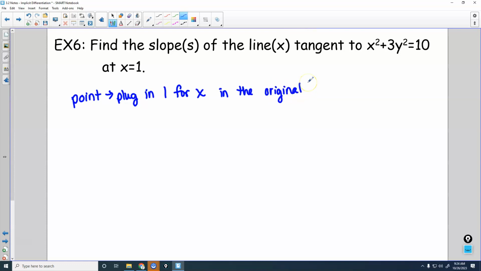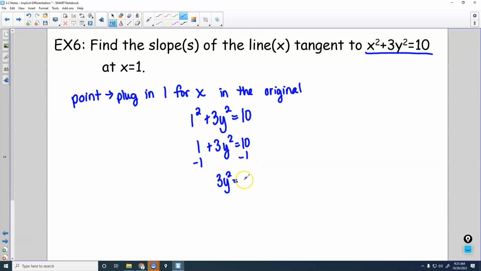We can't call it the original function because this is not a function. And we can't call it f of 1 because this is not a function that we could define with f. But the original equation that we're talking about, we're plugging 1 into that. So we're going to get 1 squared plus 3y squared equals 10. So 1 plus 3y squared equals 10. We could subtract that 1. We got 3y squared equals 9. We will divide by 3. We get y squared equals 3.